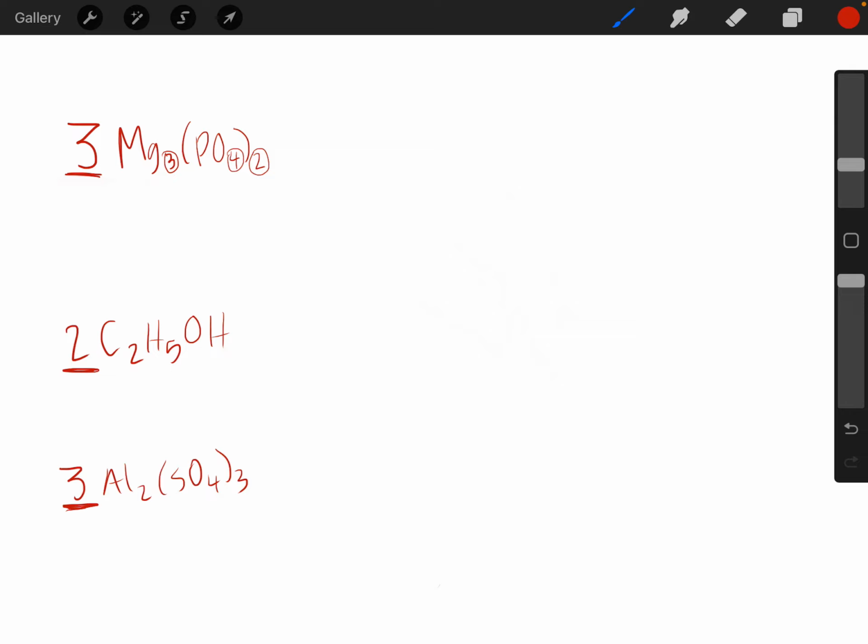And there's also little subscripts that are outside of parentheses. The thing that you need to know about those subscripts that are outside the parentheses is it's saying that there's, for example, right here, (PO4)2, that there's 2 PO4s. So really that 2 distributes both to the O and to the P.